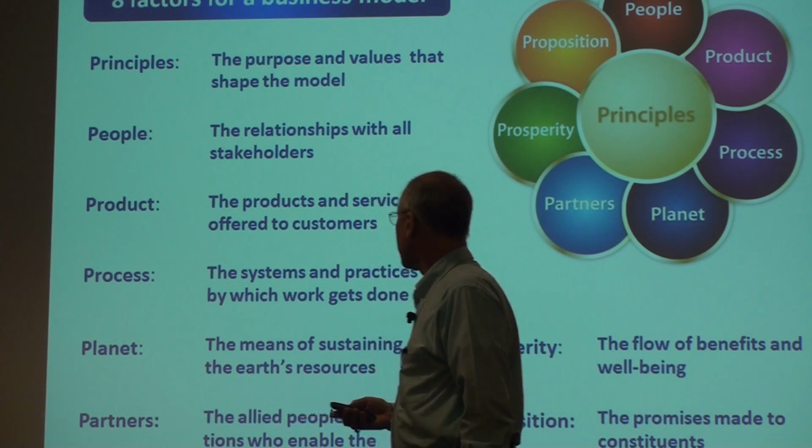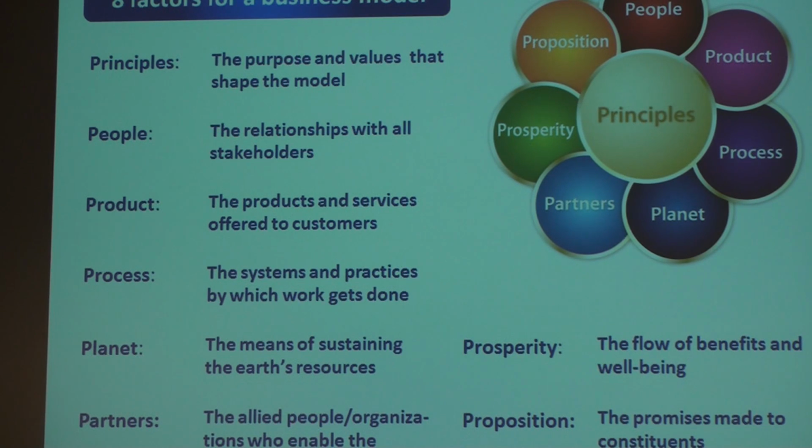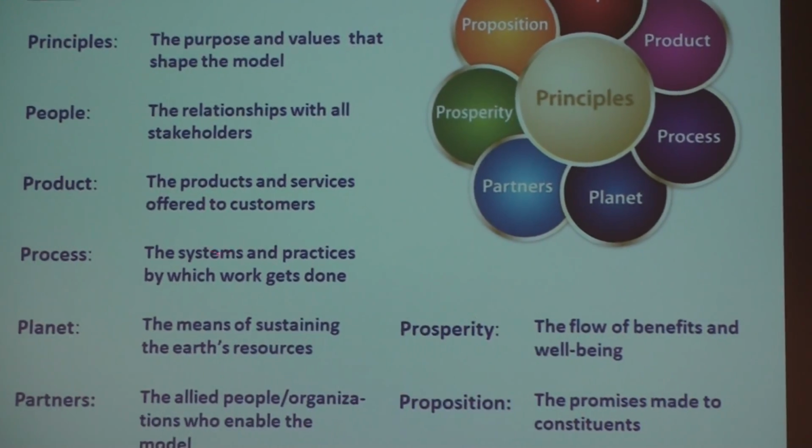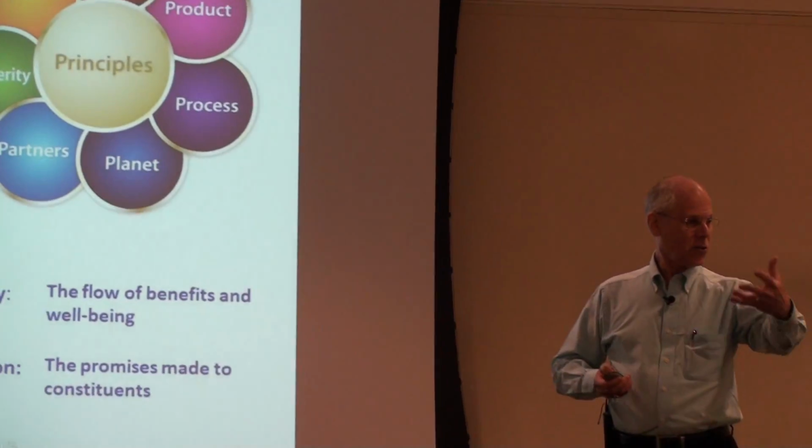The first is principles. What is the purpose and values that shape the model? By values, especially the qualities of integrity and good character. What is actually shaping the model from that point of view? People. What's the relationship with the various stakeholders? What are the products and services that are offered? What are the systems and practices by which work gets done, or by which you reach out and share what you're doing?